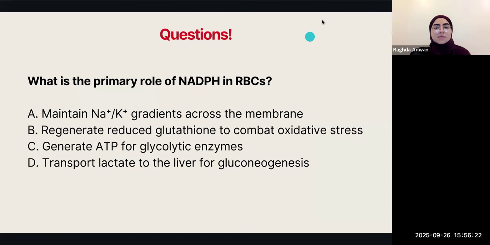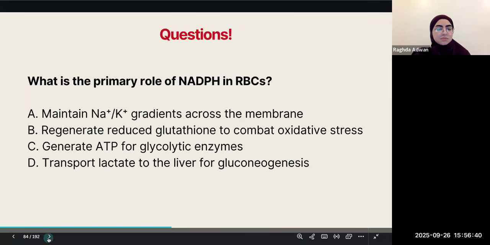Okay, so let's answer the first question. What is the primary role of NADPH? You guys already answered: to regenerate reduced glutathione, to combat oxidative stress. Perfect.